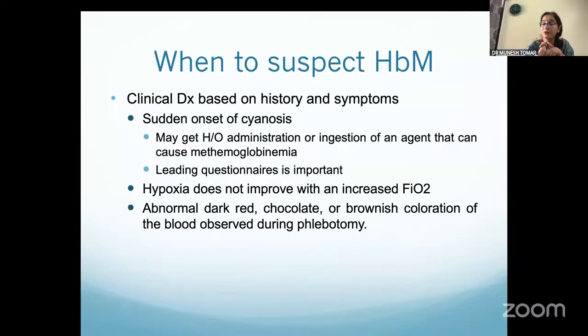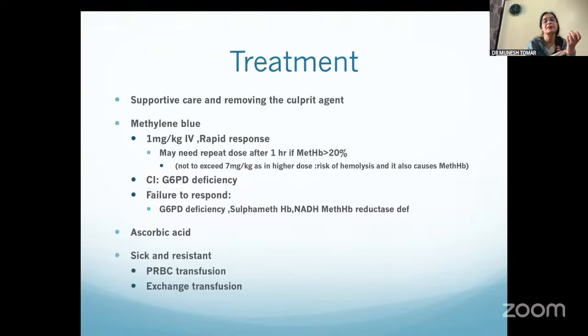Hypoxia does not improve with increasing FiO2, and a drop of blood will give you a chocolate or brownish discoloration. Even if you don't have a blood gas, you can diagnose this by bedside investigation. Treatment is methylene blue, and you have to stop the culprit agent in these patients, ascorbic acid, and blood transfusion or exchange transfusion when the level is very high, more than 50%. If the child is very sick, you may require these things.